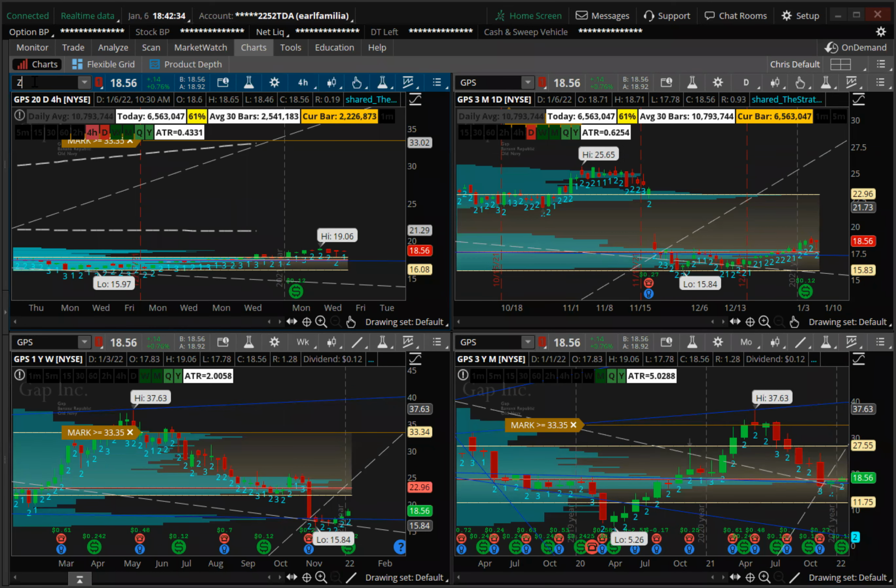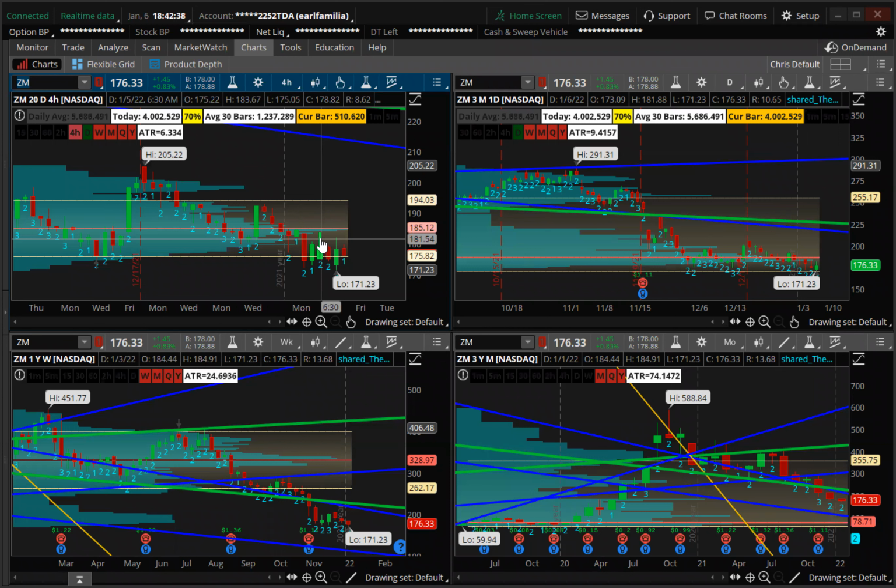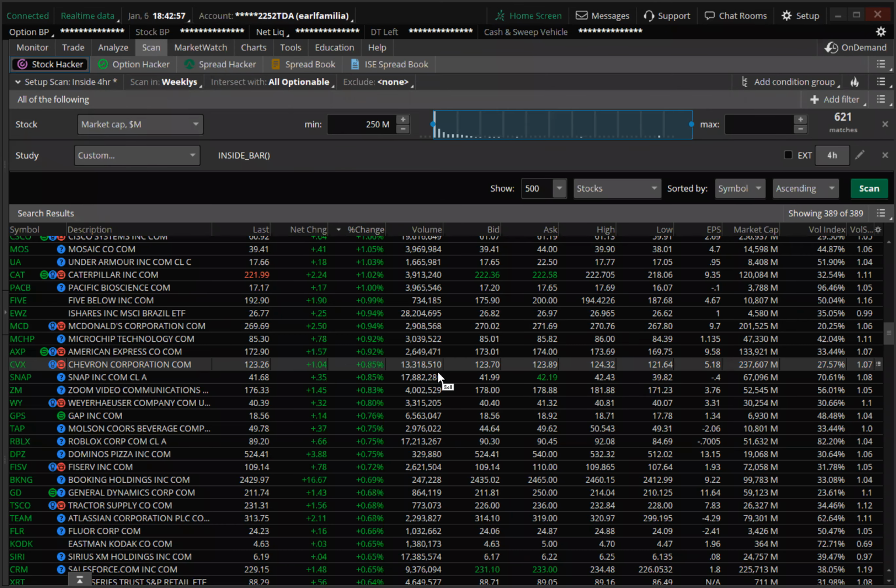GPS. Okay, let's go back to the Zoom real quick. Downside setup to me. What's that? 312. We're still in the downtrend on Zoom. 2 down on the month, everything. Got entry below 175.96. Yeah. Analyze those contracts, see what they're hitting like.